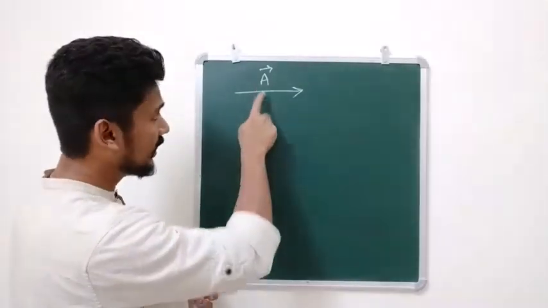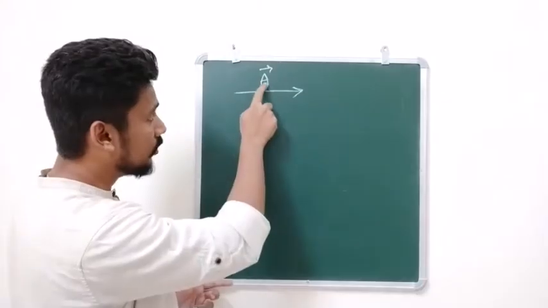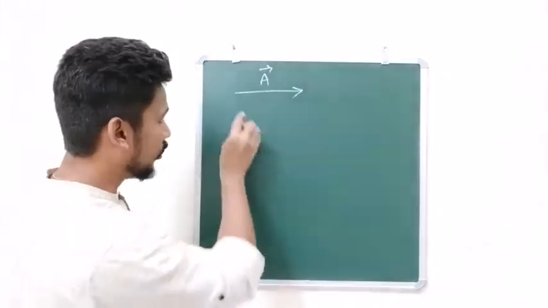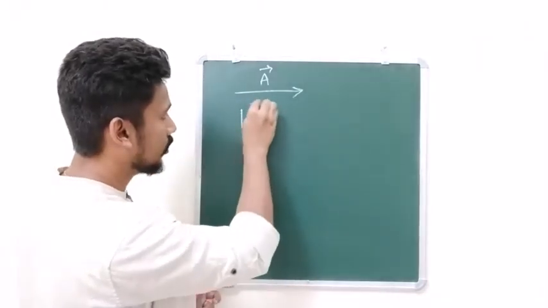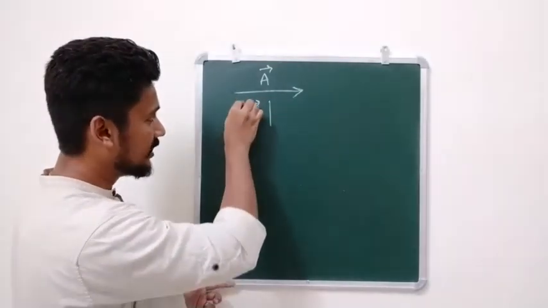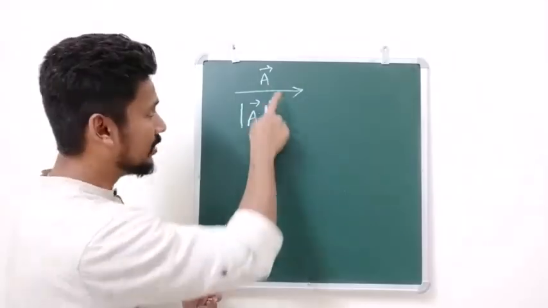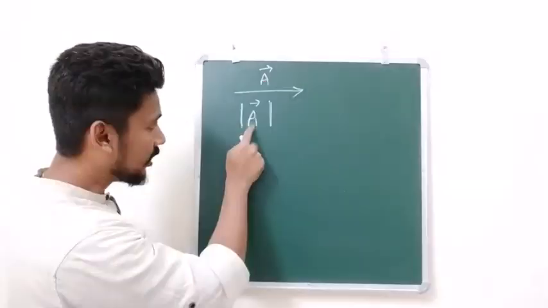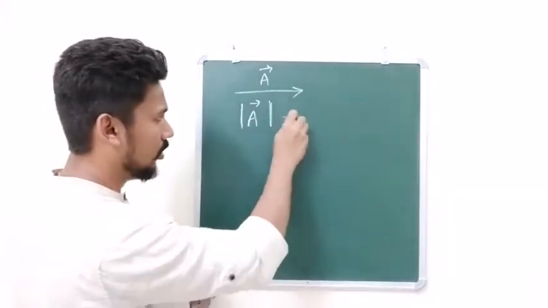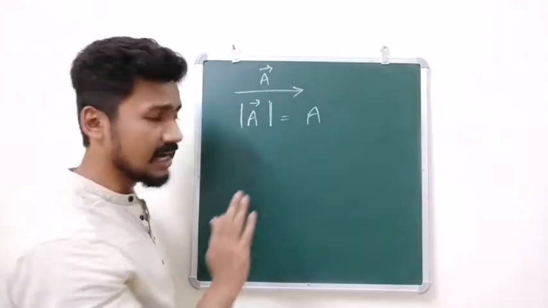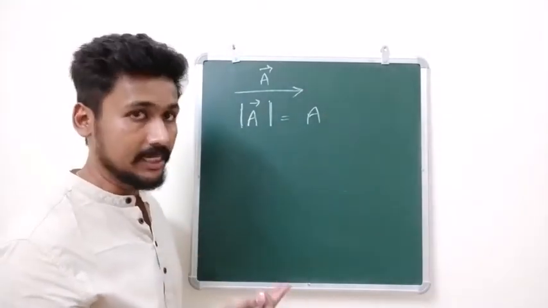And how do we denote it? In the vector form, we denote it like this, A with an arrow put on top. To write the magnitude, we write it like this, with A in these parentheses, that means this is the magnitude. So the magnitude of vector A is given by this symbol, which is equal to simply A. That is how we are going to denote a vector.